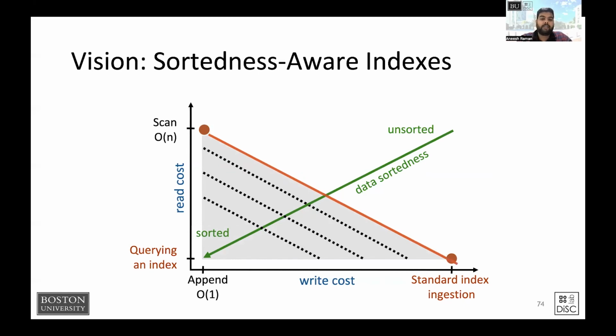This means sortedness-aware index data structures should navigate the read-write trade-off along the sortedness axis to push the red line further down along the dotted black lines. What we want is essentially to increase the indexing efficacy while significantly lowering the indexing cost.